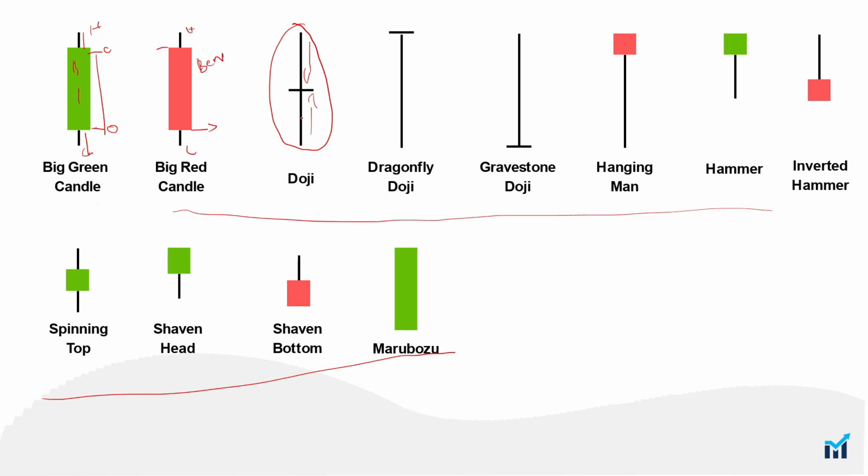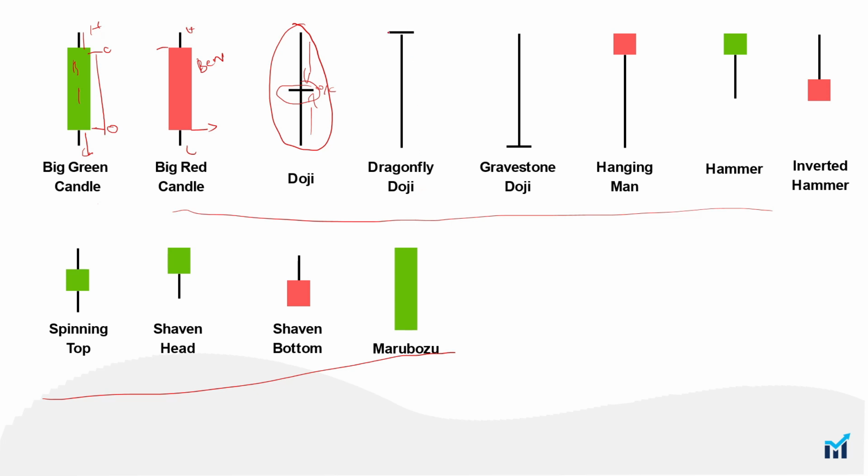So this has no body. It has big shadows, and the price where it has opened and closed are almost the same. All right. Or maybe the same. Sometimes it is exactly the same. Sometimes it is almost near that value. So this we call a doji. All right. And now this is a dragonfly doji.